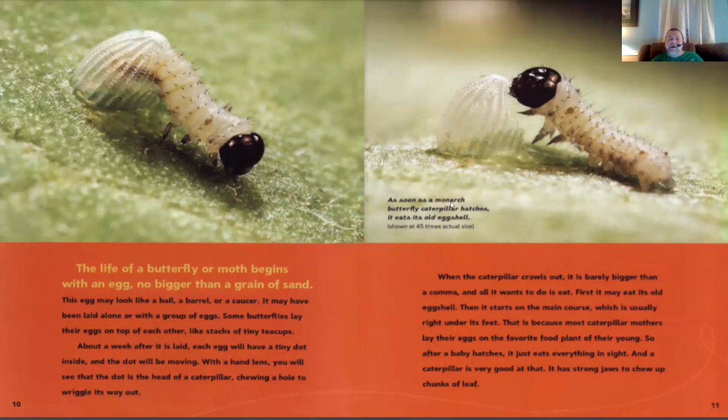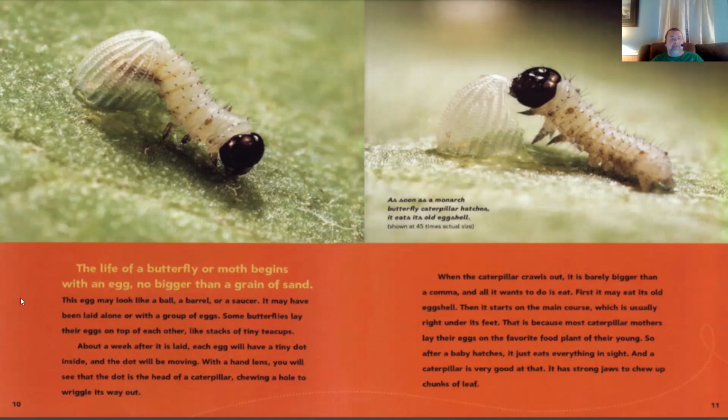"As soon as a monarch butterfly caterpillar hatches, it eats its old eggshell, shown at 45 times the actual size." So this picture of this monarch butterfly caterpillar we see is 45 times the actual size. So you can imagine just how tiny this caterpillar would be in real life.